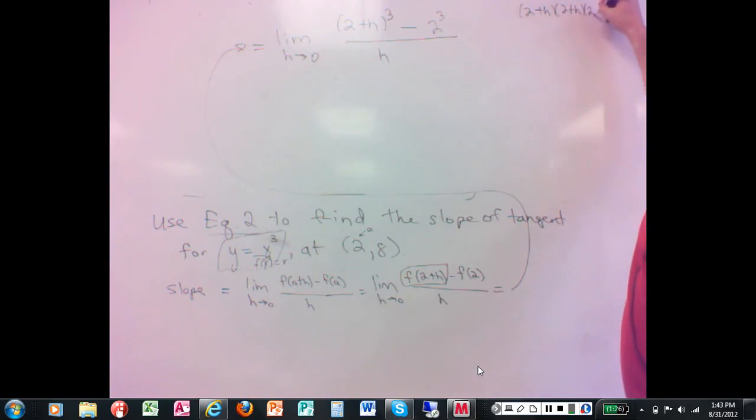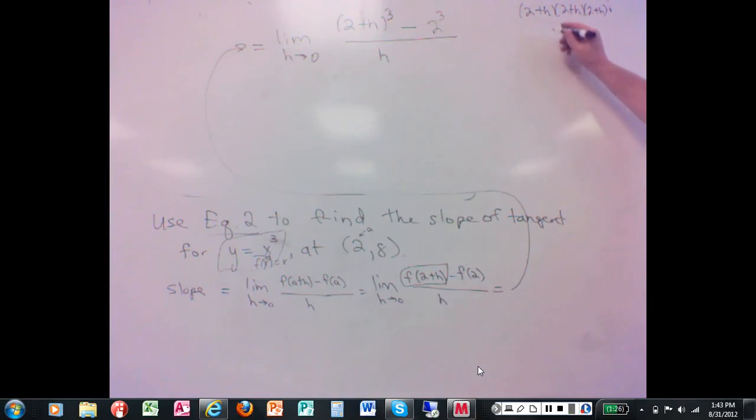Two plus h three times, unless you know the shortcut there. 2 plus h times 2 plus h gives me 4 plus 2h plus 2h, which is 4h. H times h is h squared. So those two give me that. And then take those and multiply by 2 plus h.